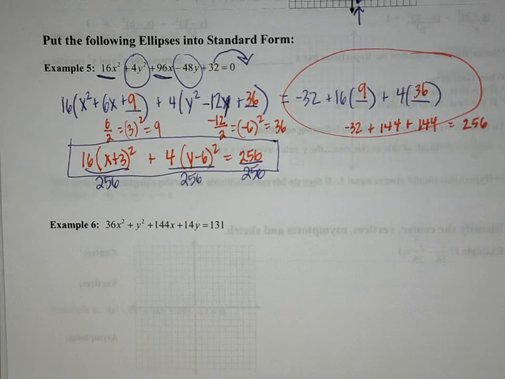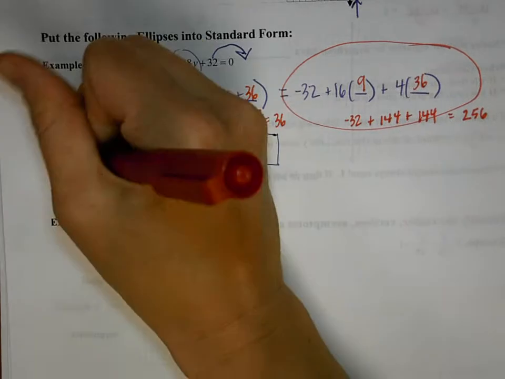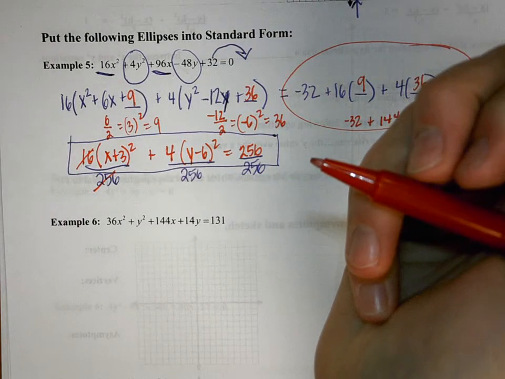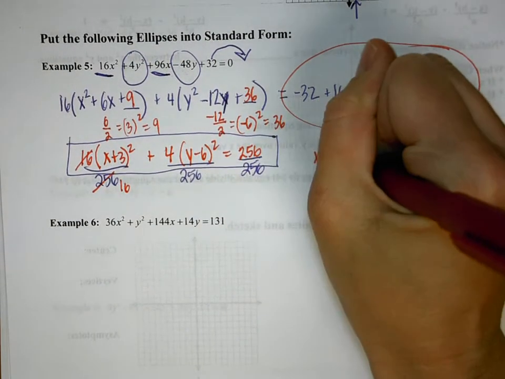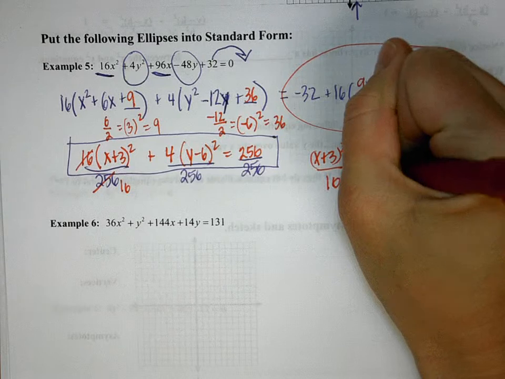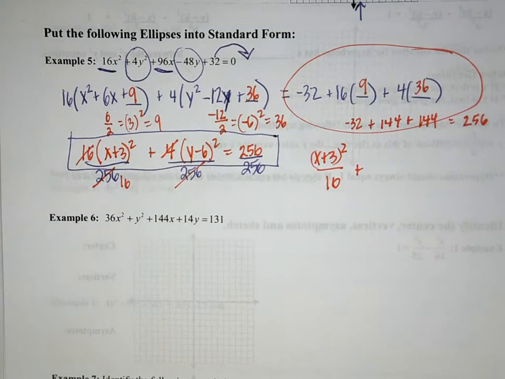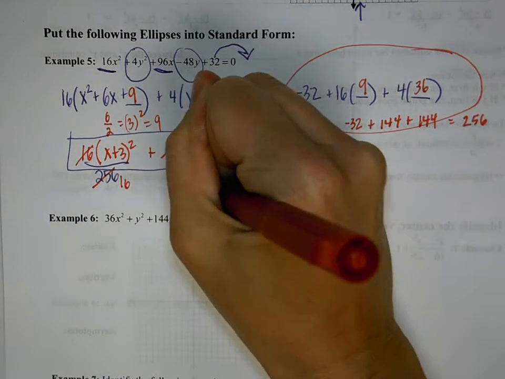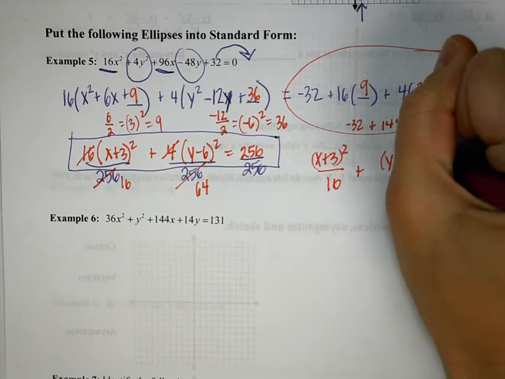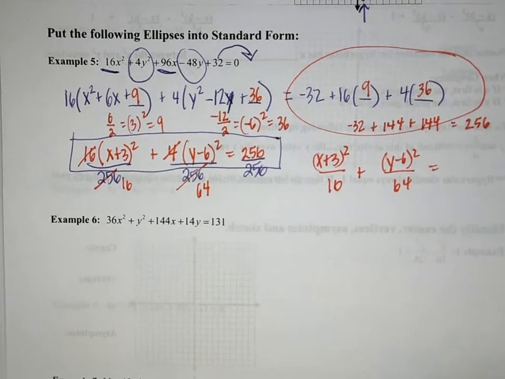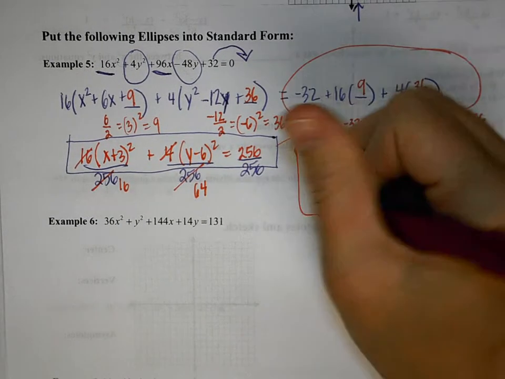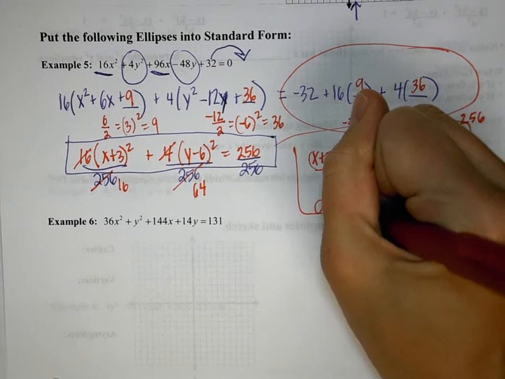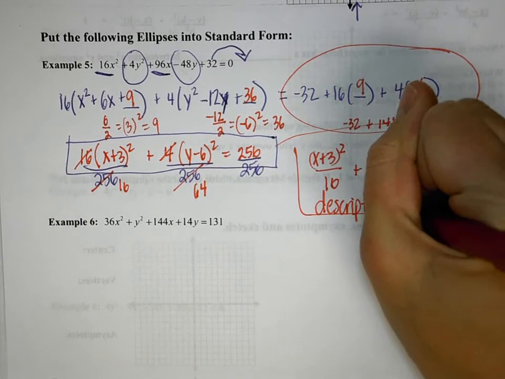Okay, now we're just going to reduce this. 16 goes into 256 how many times? 16 times. Very good. So that means I have x plus 3 squared over 16 plus, 4 goes into 256 how many times? 64 is correct. So I have plus y minus 6 squared over 64 equals, and then we divide both of those and it equals 1. And so that is my answer for descriptive form, which is what I want in your homework.